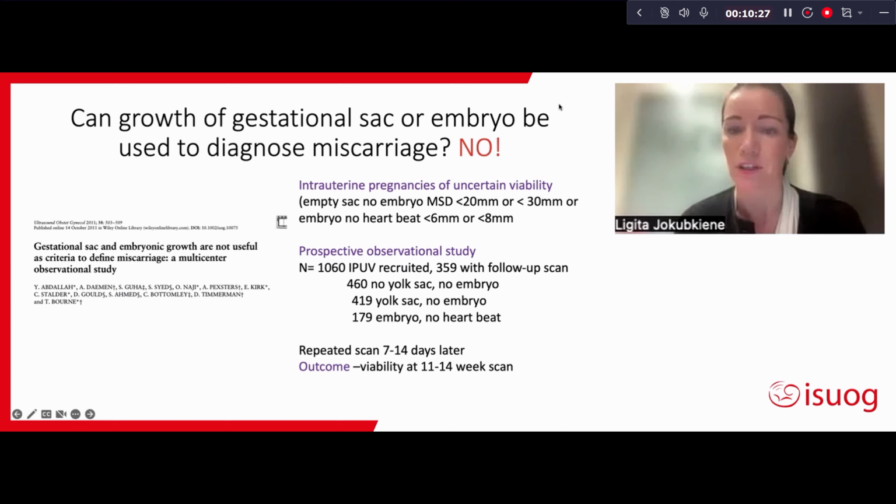It was a prospective observational study. They recruited 1,060 patients, and 359 of them came for a follow-up scan because the aim was to compare these two scans. And out of these, 460 had no yolk sac and no embryo, so they were empty sacs. 419 had a yolk sac but no visible embryo, and 179 had an embryo but without heartbeat. The scan was repeated 7 to 14 days later, and the outcome was the viability of the pregnancy at the 11 to 14 week scan.